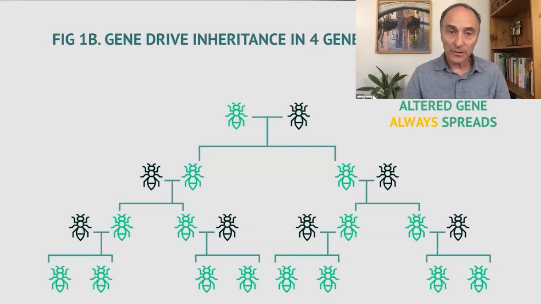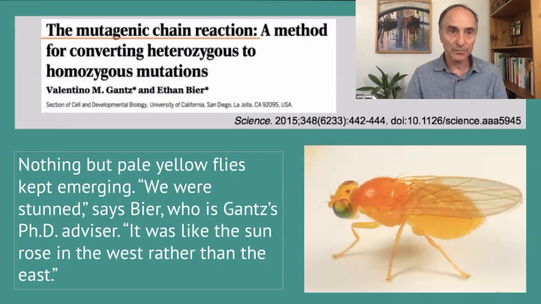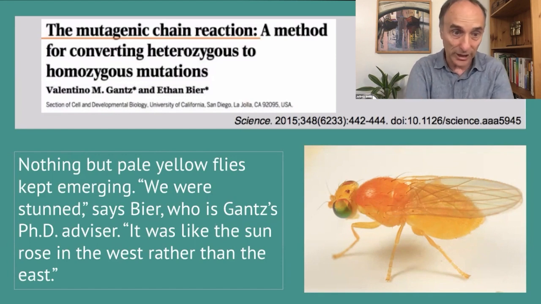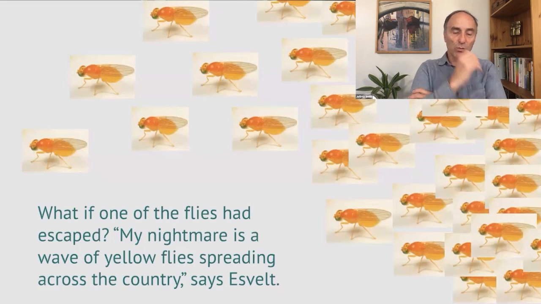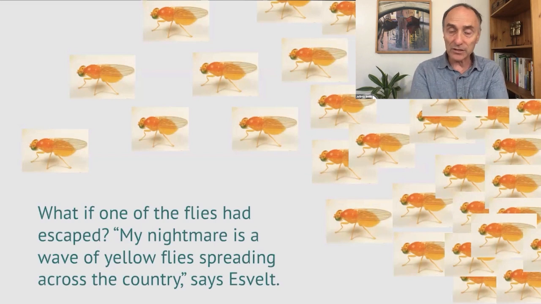So now you see where we're going, especially for the organisms that multiply very quickly. You're driving a trait through the species. This was discovered when these guys put this together with a trait that turned a fly yellow. And they put it in a box for a couple of weeks. I think 1 fly. And when they opened the box, inside what was considered a closed chamber, they said, quote, "We were stunned because nothing but pale yellow flies kept emerging." One person said it was like the sun rose in the west rather than the east. And one of the proponents of gene drives was scared and continues to be scared about what if there's an escape. He said, "My nightmare is a wave of yellow flies spreading across the country."